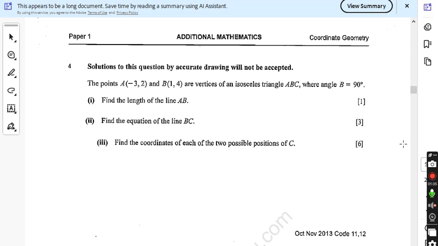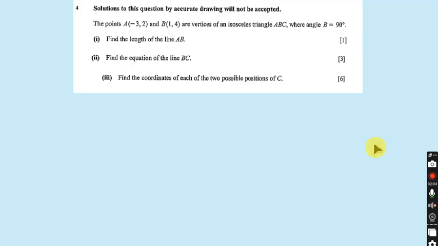Solution to this question by accurate drawing will not be accepted. The points A (-3, 2) and B (1, 4) are vertices of an isosceles triangle where angle B is 90 degrees. Find the length of the line AB, find the equation of the line BC, find the coordinates of each of the two possible positions of C. First part is very easy. Find the length of AB.